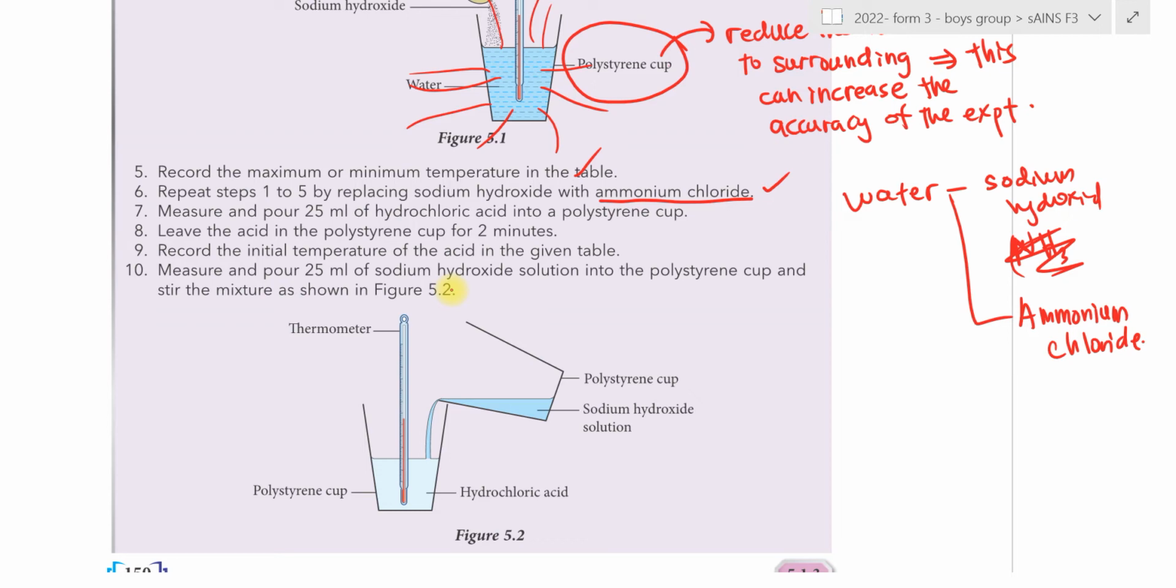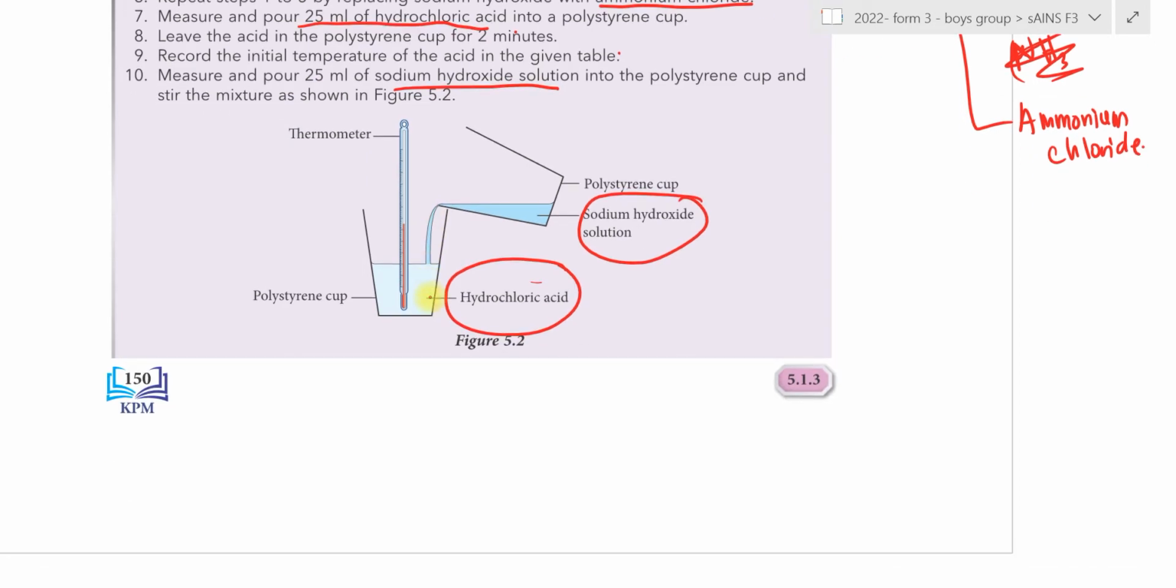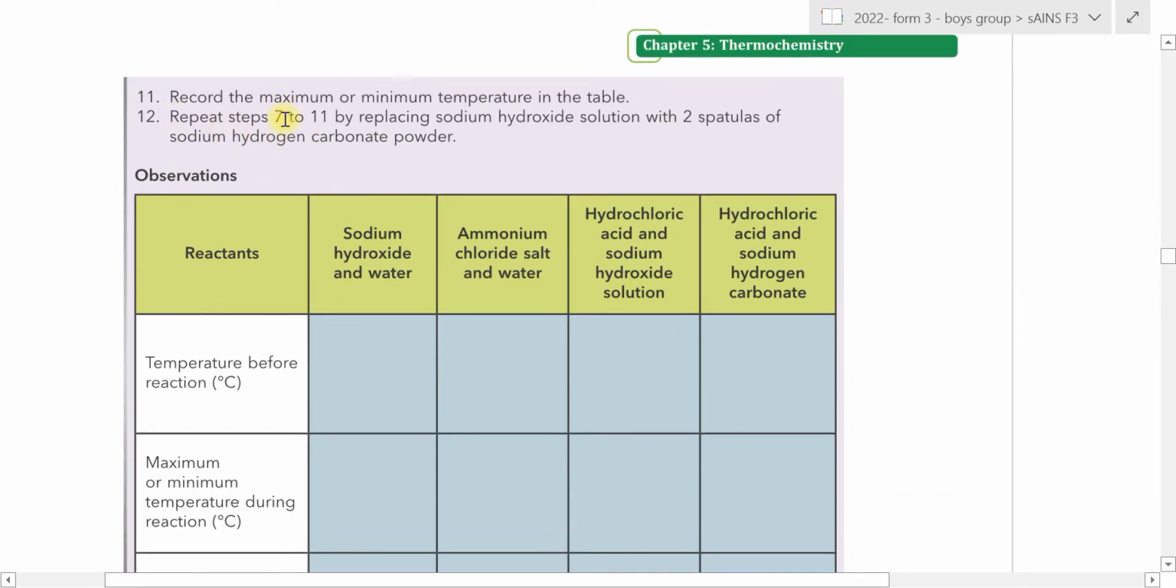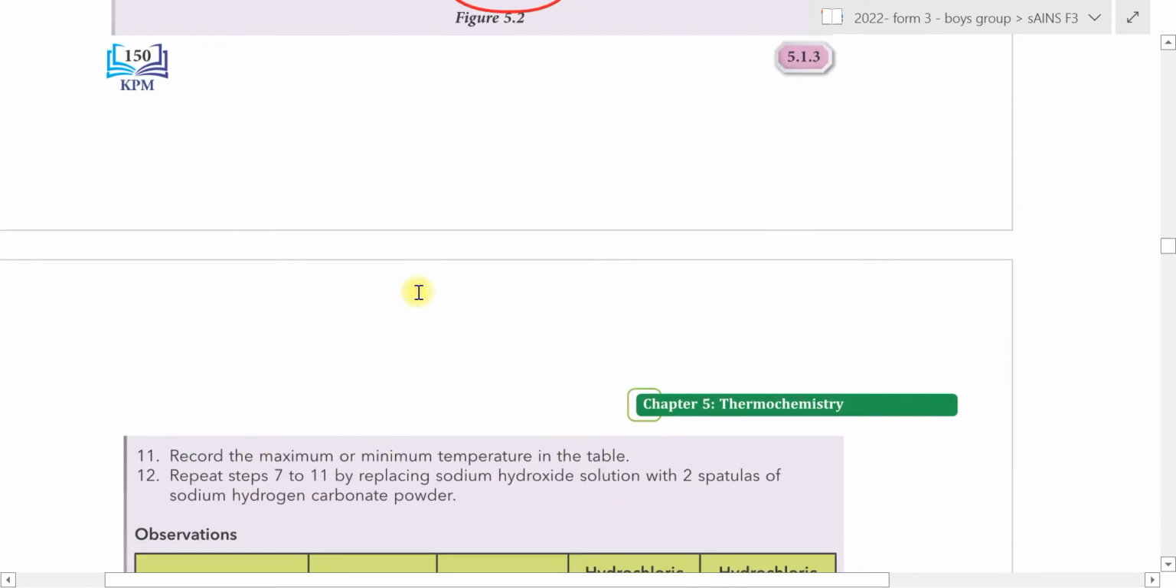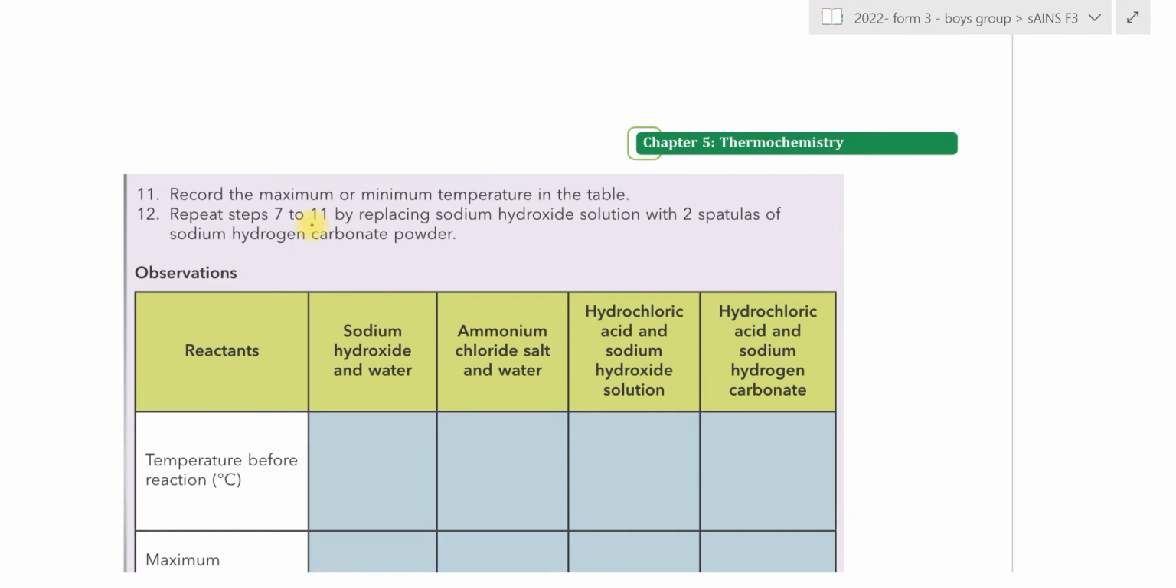Now measure and pour 25 ml of hydrochloric acid, then record the initial temperature of the acid. Now you mix with the sodium hydroxide. Your acid and your sodium hydroxide, which is an alkali, remember, do a neutralization process. This is an example of neutralization. Same steps: record the maximum or minimum temperature after adding, and then repeat by replacing the sodium hydroxide with sodium hydrogen carbonate.